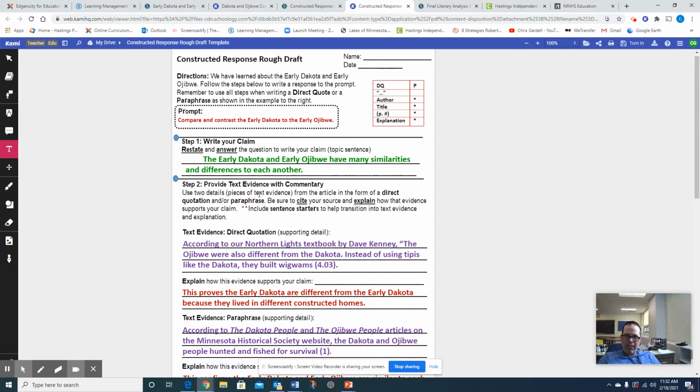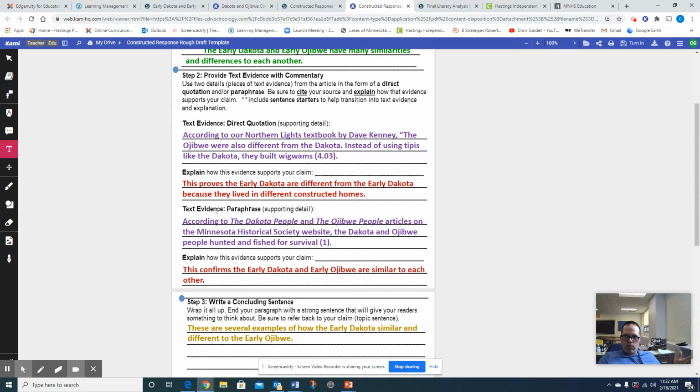Okay, step 2, provide text evidence with commentary. And again, it shows you examples of using text evidence from a direct quotation standpoint, and also text evidence in paraphrasing. Make sure that if you use a direct quote, whether it be from the online textbook or any of those articles from the Minnesota Historical Society, you inform the reader, when you provide that text evidence, what page number you found it on.